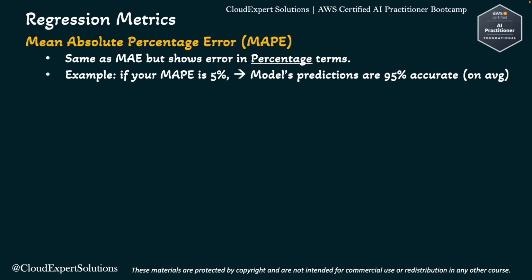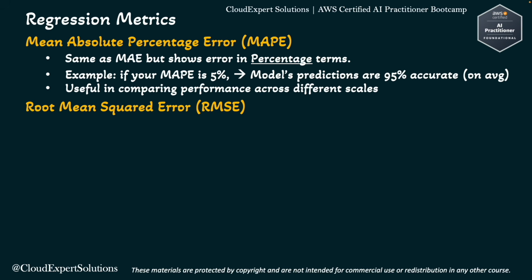And why do we take that percentage value? Because it is useful in comparing performance across different scales. The next is root mean square error, or RMSE.